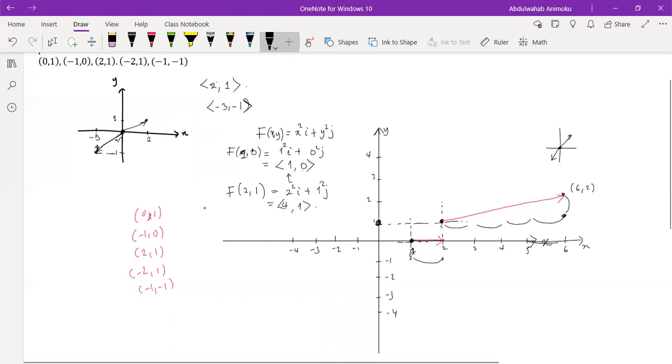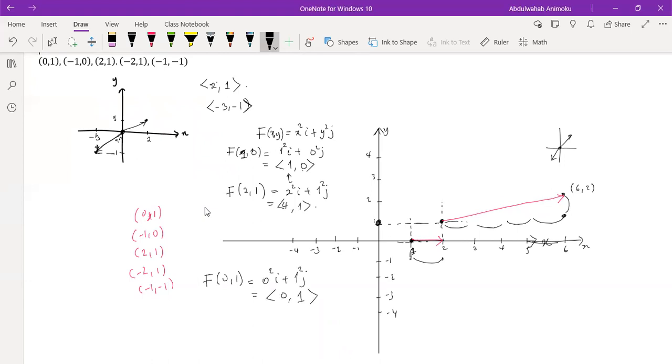Now we need to draw the vector along this line. Of course we have to calculate F of 0, 1. That would give us 0 square I plus 1 square J, which is just a vector with 0 as the X component and 1 as the Y component. So at this point, we need to draw a vector with 0 units in the direction of X and 1 unit in the direction of Y. That means in the direction of X, nothing, we are still in the same place, and in the direction of Y, 1 unit. So this would be the vector at that point.